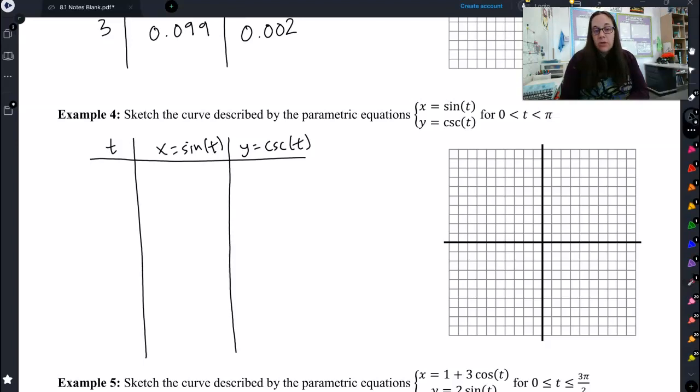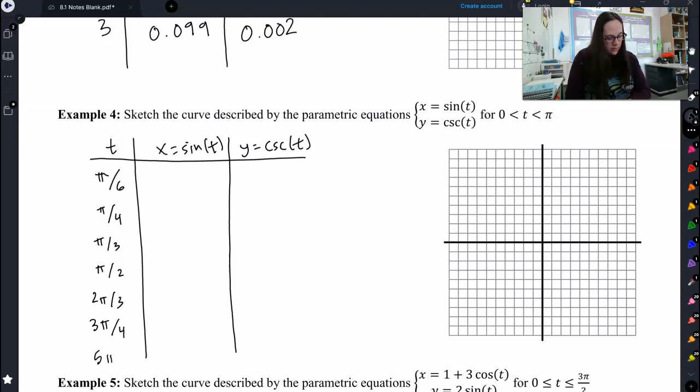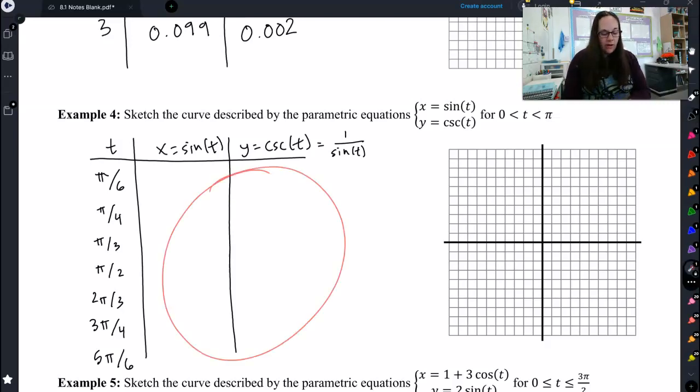So what I'm going to do is just pick the points off of the unit circle between 0 and pi. So that gives me these ones. So what I'm going to do, take all these points, plug them into these 2 equations. Remember, cosecant of t is the same as 1 over sine of t. That should allow you to put it in your calculator. Then you're going to graph all of these as x, y points right here.